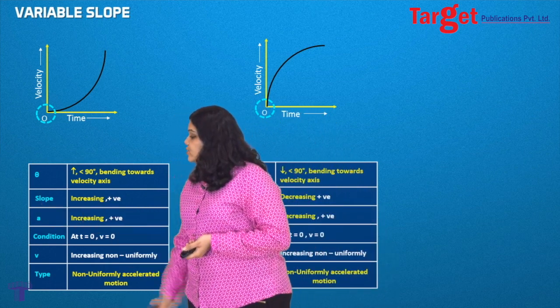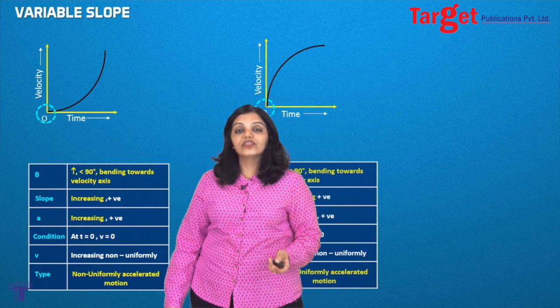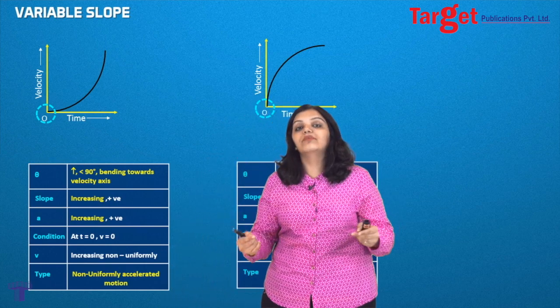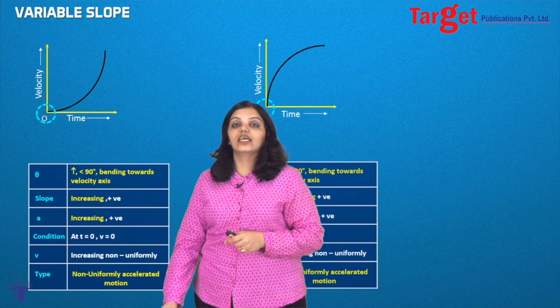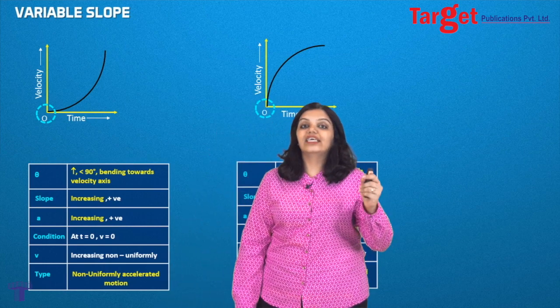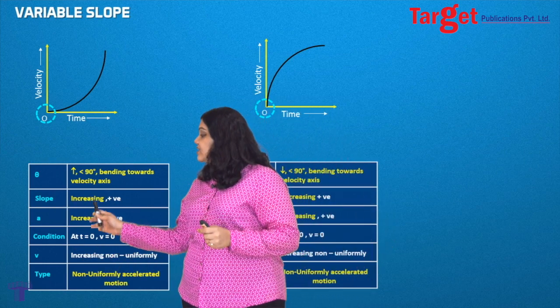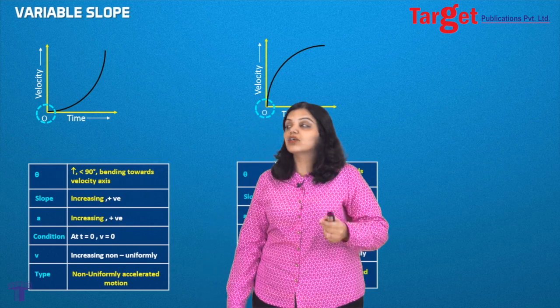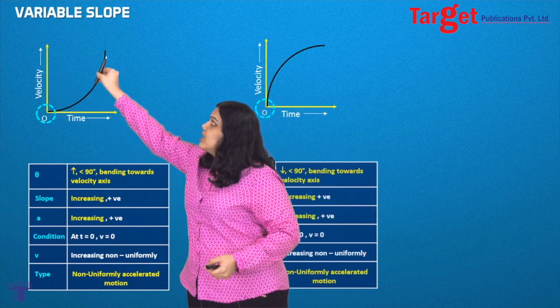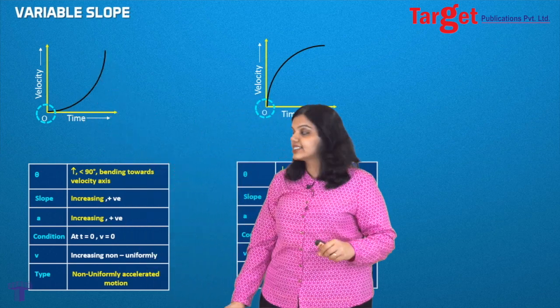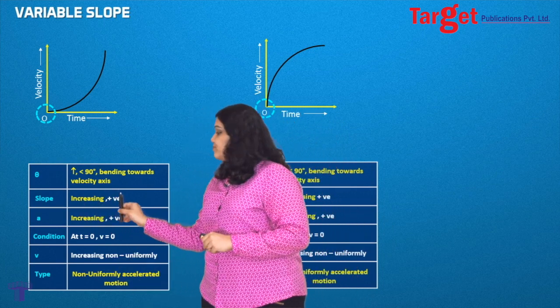What about the slope? The slope is increasing and positive. We know this from part 1 where we drew the table and we said that every time you have a concave upwards graph, your slope increases, and the slope is positive because all the tangent lines here are making acute angles with the x-axis. So slope is increasing and positive.